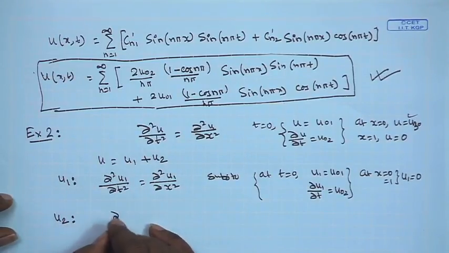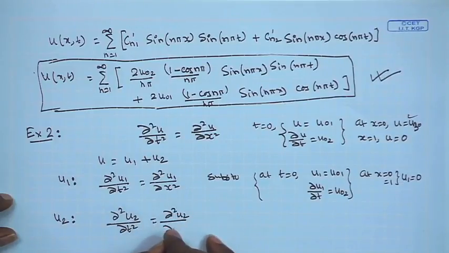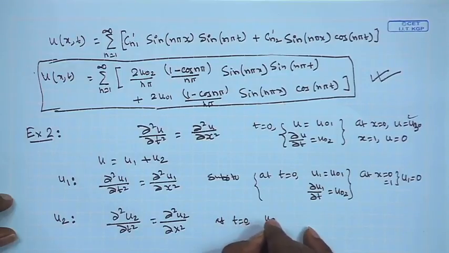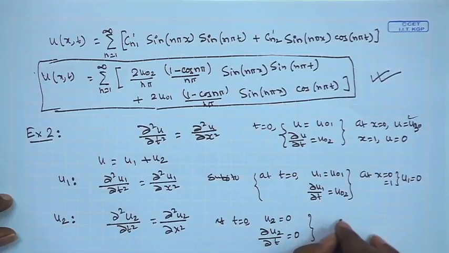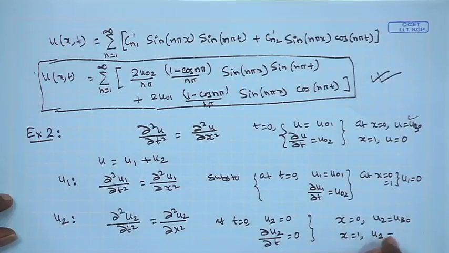u 2 is del square u 2 del t square is equal to del square u 2 del x square, where at t is equal to 0, my u 2 is equal to 0, del u 2 del t is equal to 0, subject to x is equal to 0, I have u 2 is equal to u 3 naught, and at x is equal to 1, I have u 2 is equal to 0. So, I will be considering one non-homogeneity at a time.